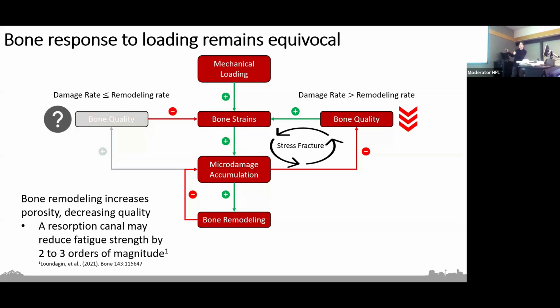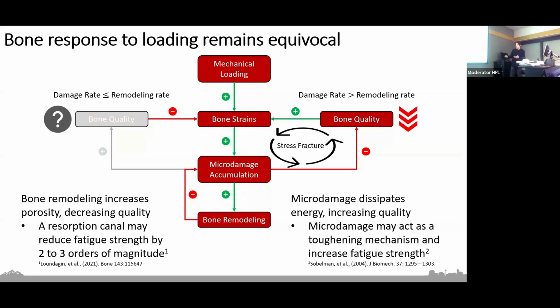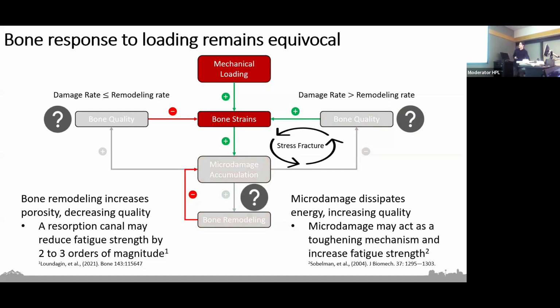And it's similar over here on the side of micro damage as well. So micro damage is known to dissipate energy, so it's possible that it may actually increase your bone quality if you have some accumulated micro damage. And studies have shown that micro damage may act as a toughening mechanism, and it actually increases fatigue strength. So whether or not that micro damage itself is degrading that bone quality, improving it, or maintaining it is also somewhat equivocal. And so both sides of this generally agreed upon framework have some questions there, but we actually still don't even know what the direct mechanistic link is between this accumulation of micro damage and that bone remodeling response.